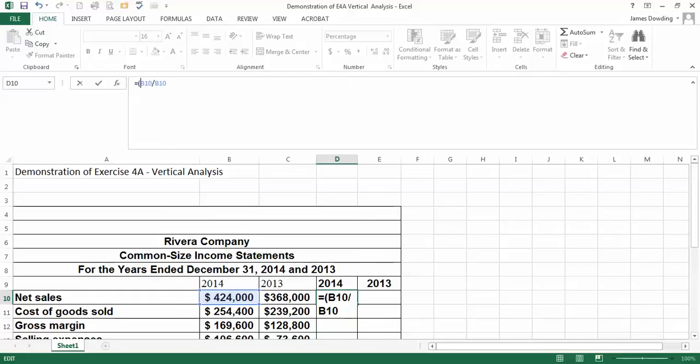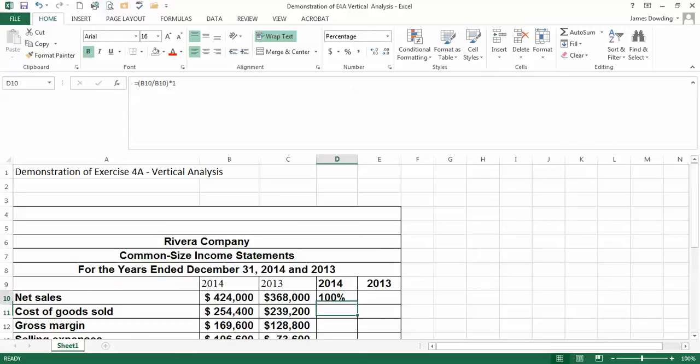Open parentheses, because we want to divide first. Some of you had an error with the way your formula was set up, it was multiplying first. If we put in the parentheses, it will divide, then multiply times 1. I press enter, and notice that it gives me 100%.